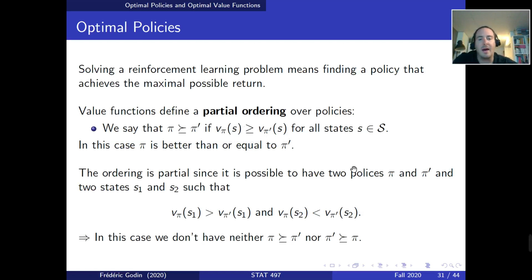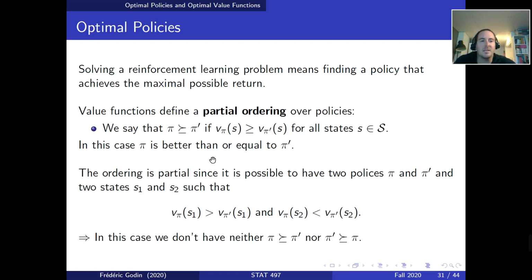So if we have two policies, pi and pi prime, for which for all states the value of pi is greater or equal to the value of pi prime, then we say we have this. Pi has a higher order than pi prime. This means that the policy pi is just better or equal than policy pi prime.